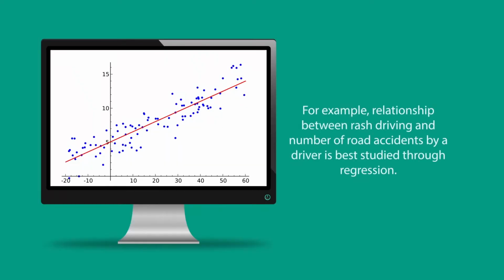There are some very good examples of this cause and effect relationship. For rash driving, the number of road accidents by drivers is best studied through regression analysis, because the more you do rash driving, the more the number of road accidents by the driver could increase. This is one of the cause and effect relationships which forces the analyst to go for regression analysis.